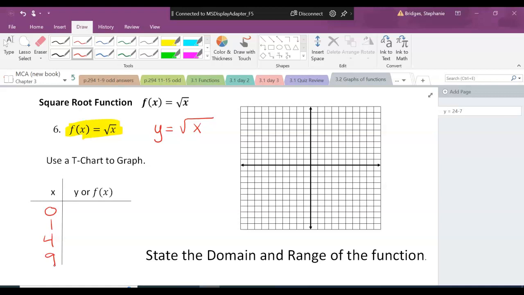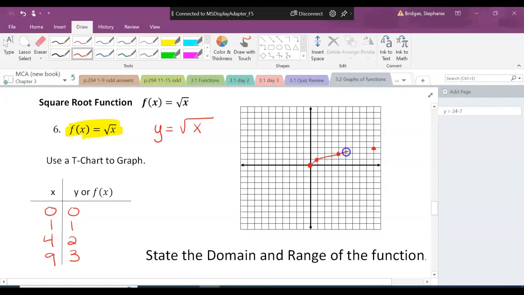What's the square root of 0? What's the square root of 1? And square root of 4? And the square root of 9? 3. So we're going to start at 0, 0, 1, 1, 4, 2, and 9, 3.